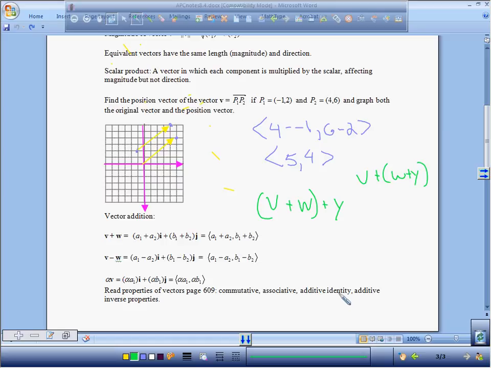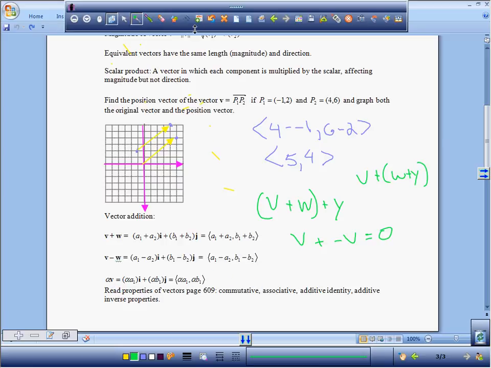Additive identity means you can add 0 to it and it won't change the vector. Additive inverse means you could add the opposite and end up with 0. So vector V plus negative V will give you the 0 vector. That's all that is. And this says if I multiply a vector by a number, I multiply its components, and we'll get to that in a second.